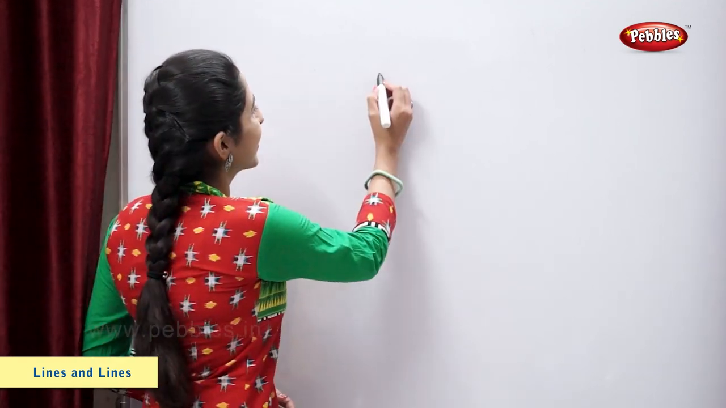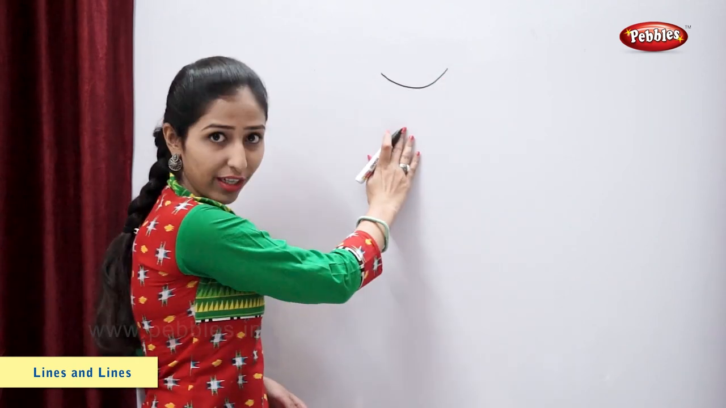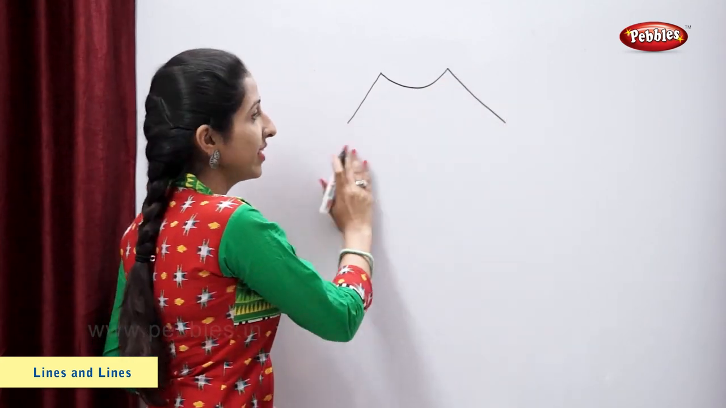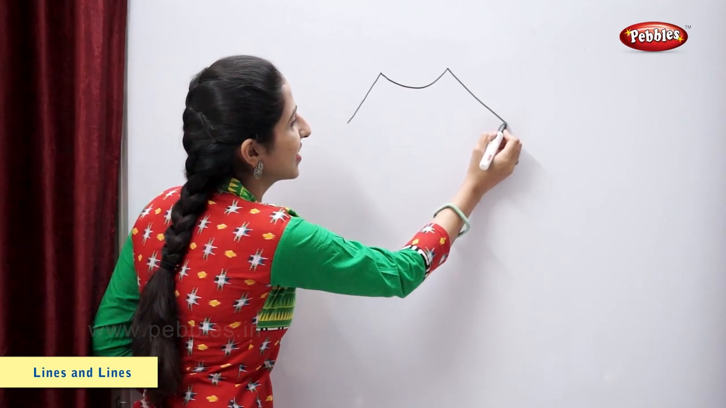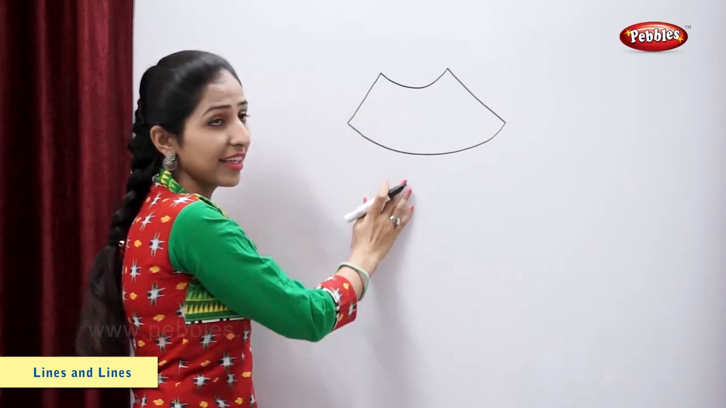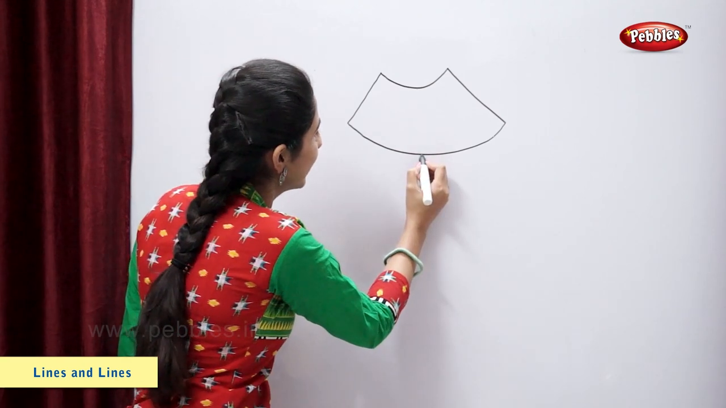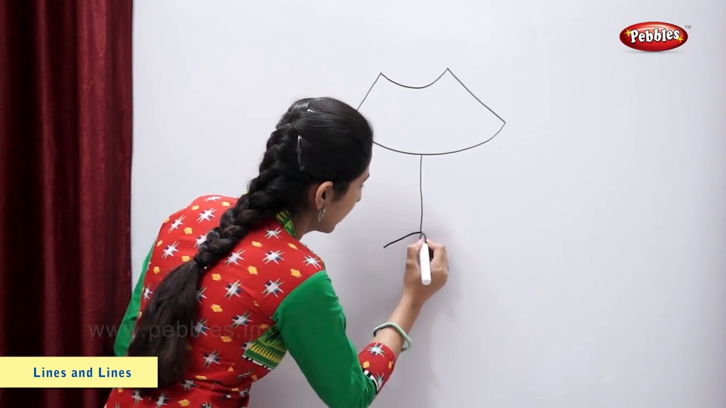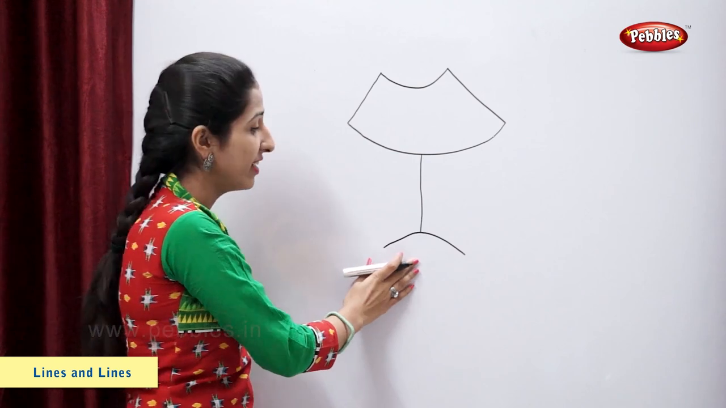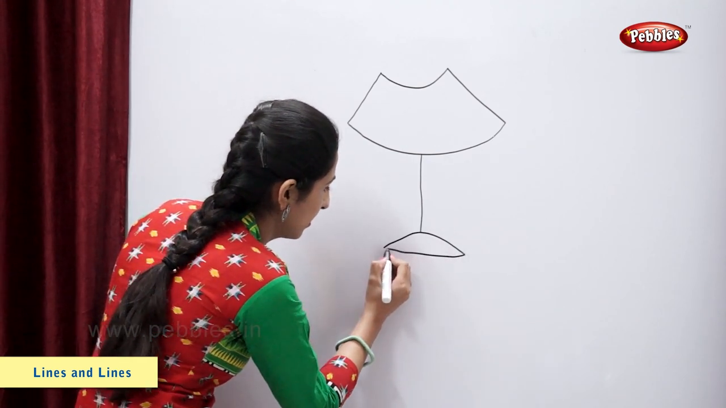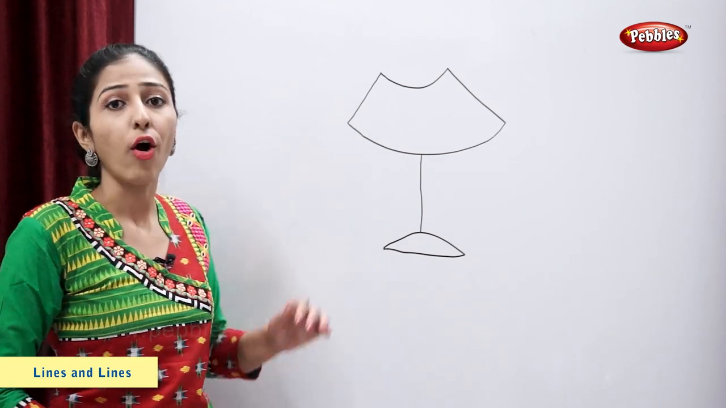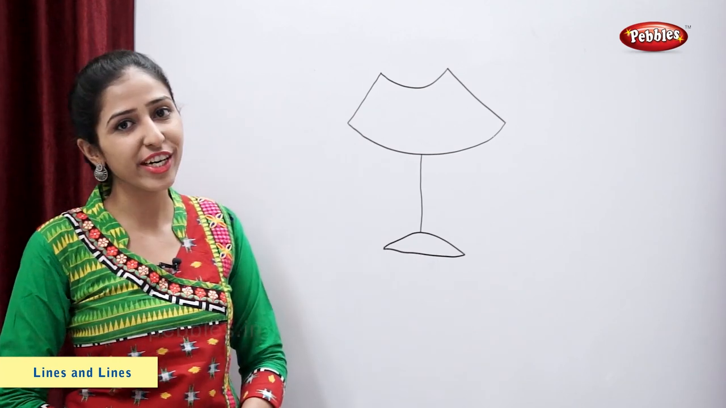Now let's draw a lamp. Curve. Slanting lines, curve, standing line, curve, a sleeping line. So, this is an example of a lamp using lines and curves.